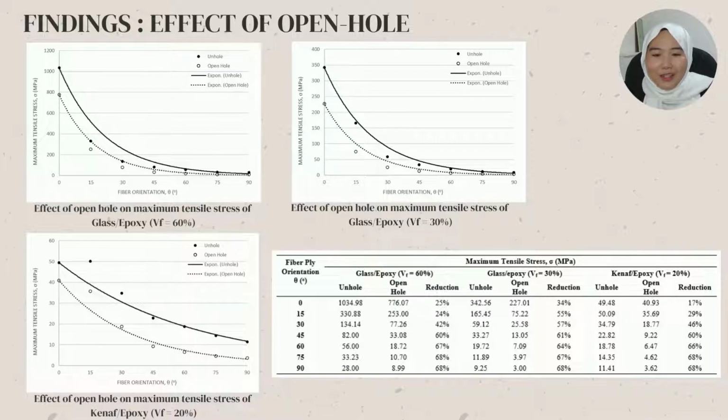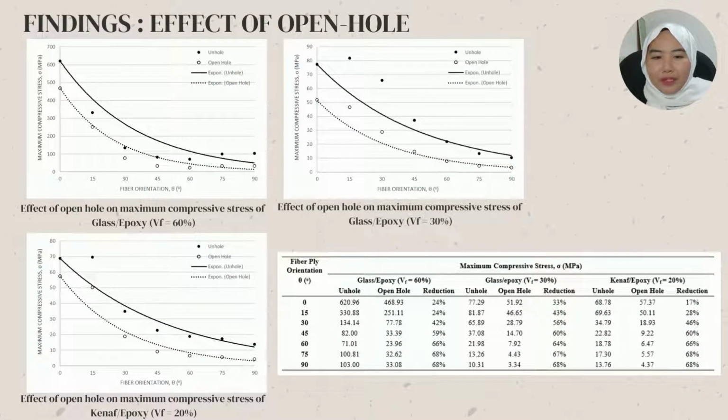It was observed that the maximum tensile stress decreased in the presence of open hole on the specimen. From the table, it can be seen that the highest reduction displayed at 90-degree fiber orientation. The same effect was observed on the maximum compressive stress of FRP composite, in which the highest reduction was shown at 90-degree fiber orientation, showing that transverse fiber orientation is highly affected by the open hole and possesses the lowest strength in retaining stress in the tensile and compression direction.